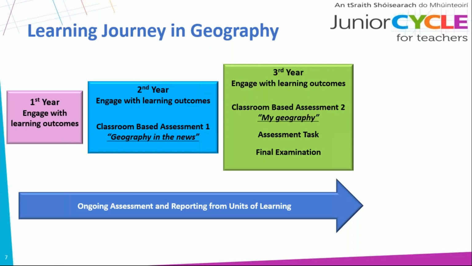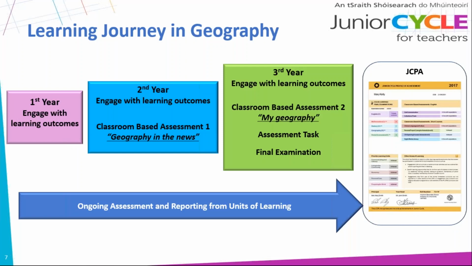In June of third year, students will complete a final examination worth 90% at common level of no more than 2-hour duration. The final exam is set and marked by the SEC. The descriptors for the classroom-based assessments and the grade descriptors for the final examination will be added to the Junior Cycle profile of achievement, as you can see here on the screen.